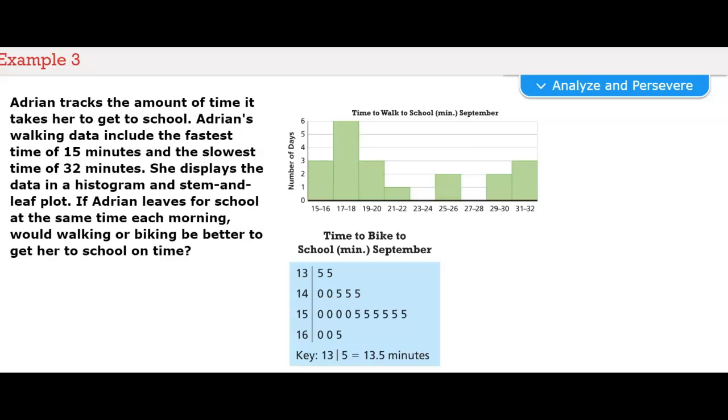Adrian tracks the amount of time it takes her to get to school. Adrian's walking data include the fastest time of 15 minutes and the slowest time of 32 minutes. She displays the data in a histogram and stem and leaf plot. If Adrian leaves for school at the same time each morning, would walking or biking be better to get her to school on time?